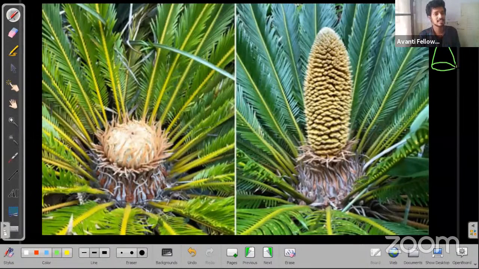You learned all this in your primary class only. Yeah, so you know it looks like a cone, correct? And it belongs to the pteridophyte. We are discussing it. Can you guys tell me which one is male and which one is female?